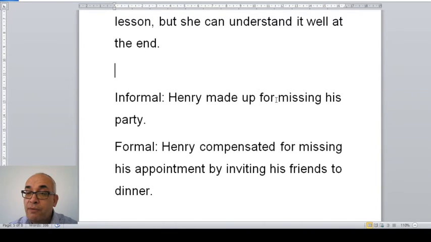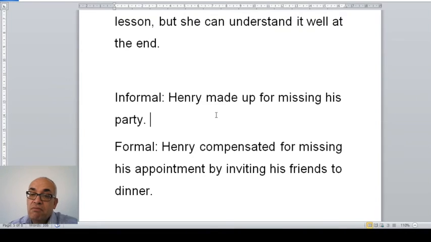Informal: Henry made up for missing his party. Again, made up is a phrasal verb, so this is informal. Formal: Henry compensated for missing his appointment by inviting his friends to dinner. Again, I'm making it specific. Why did Henry compensate? For missing his appointment. How did he compensate? By inviting his friends to dinner.